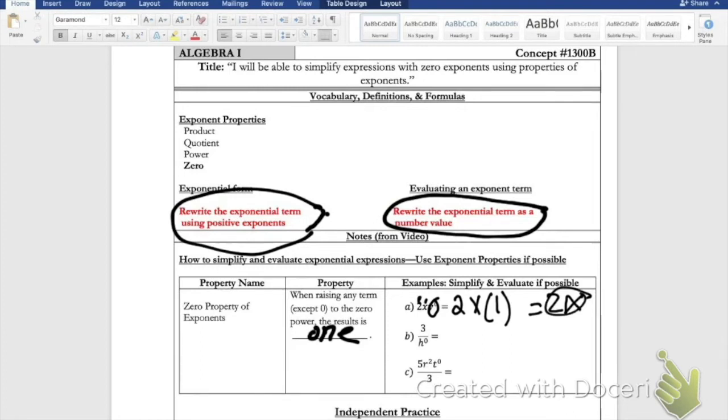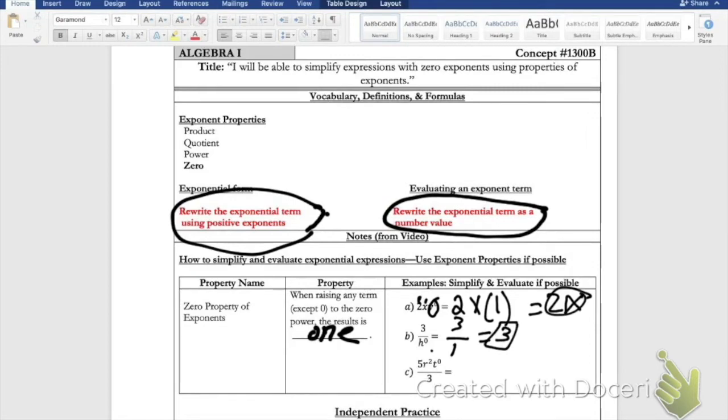Now let's look at example B. You have 3 over h to the 0. So 3 is not raised to anything, which really means it's raised to the 1, right? So 3 to the 1 power is just 3. H to the 0 power, again, anything raised to the 0 is always going to give us a 1. And I can simplify this one. 3 divided by 1 is just 3.